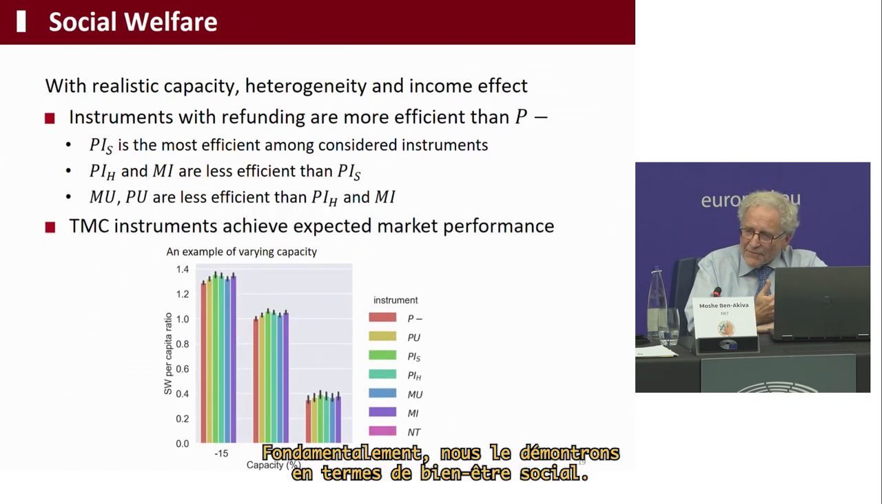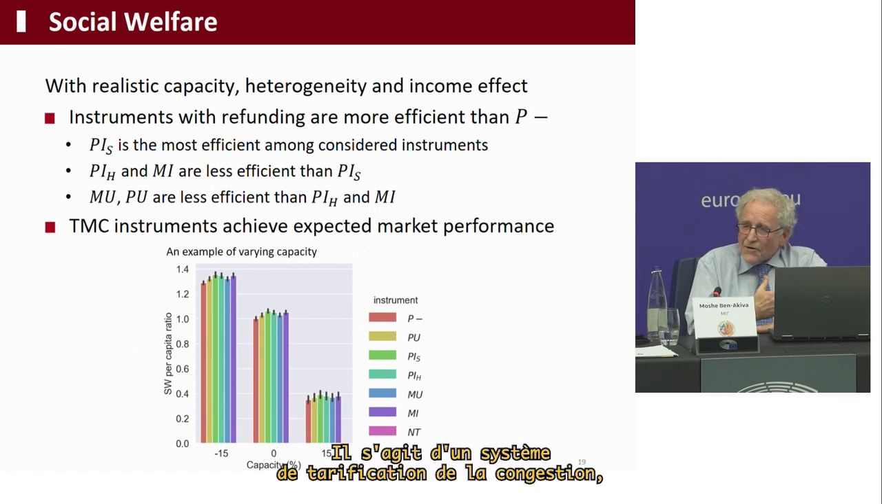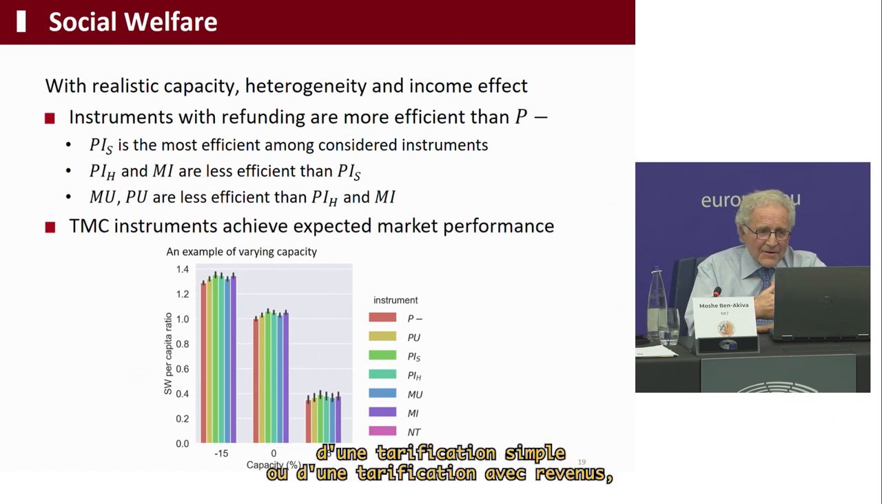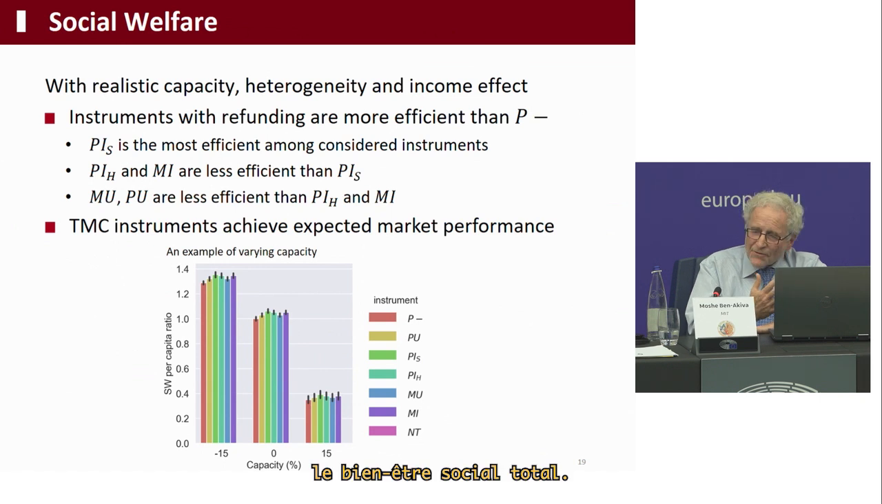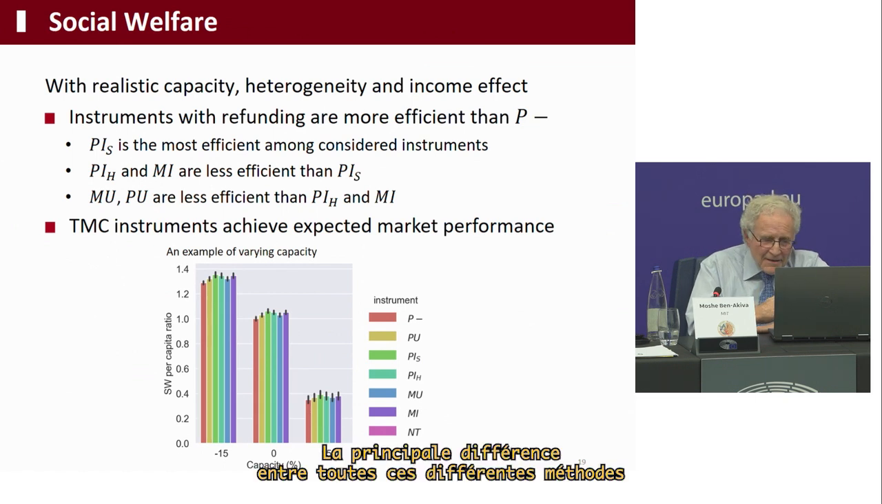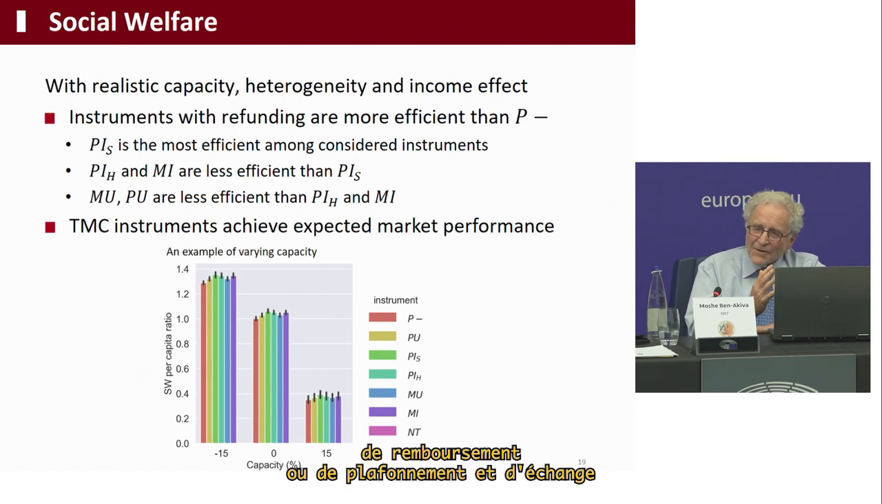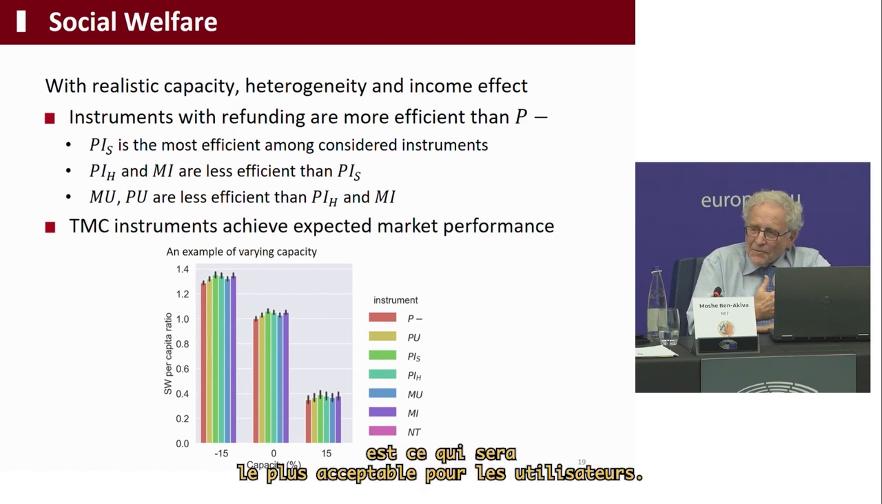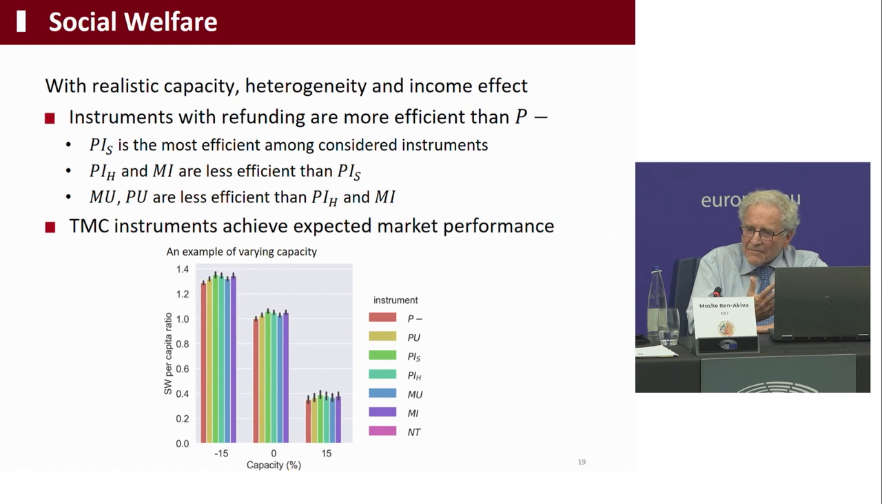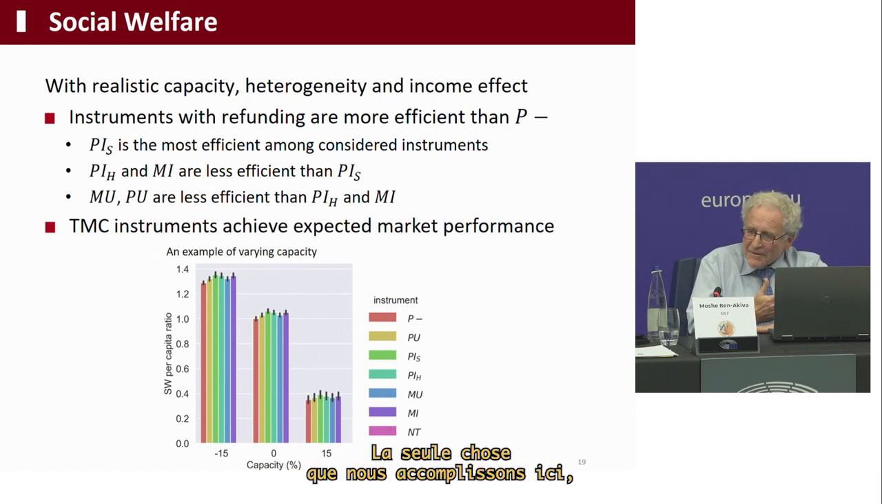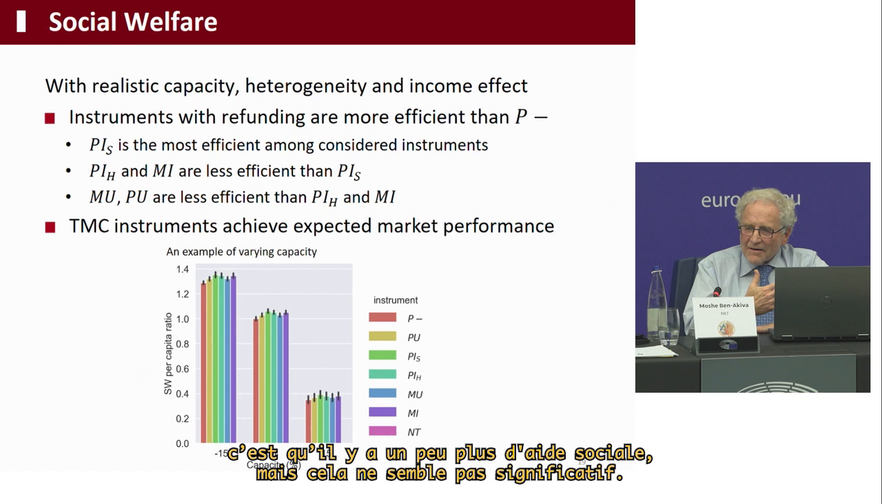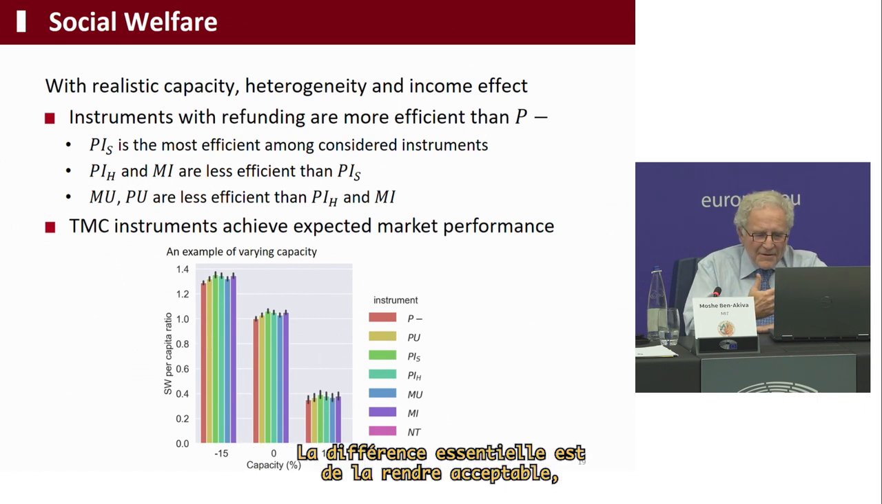And so basically we show that in terms of social welfare, this is all congestion pricing scheme, simple pricing or pricing with revenue, the total social welfare differs very, very little among these different methods. And so the key difference between all these different ways of refunding or cap and trade is what will be more acceptable to the users. There is a little extra social welfare, but it doesn't seem to be significant. The key difference is making it acceptable.